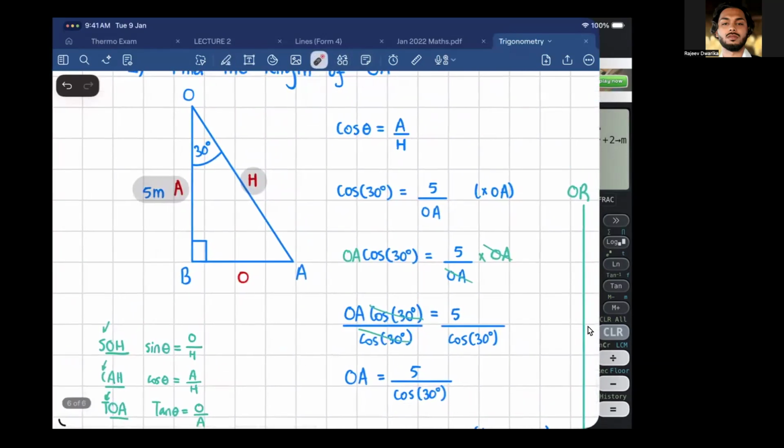To figure out which one you're going to select, you're going to look at which side you have the length for, and at which side you're trying to find. So in this case, A and H. The only one with A and H is cos.